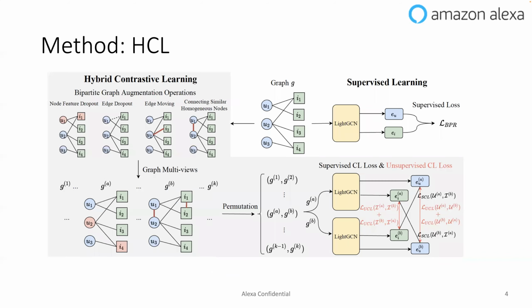So based on that, we propose our HCL model extended from the NGCF. The supervised learning part is a typical NGCF model, and the gray area is the proposed HCL model. It basically contains three components, including the bipartite graph augmentation operations, the graph multi-views, and the supervised CL and unsupervised CL loss.